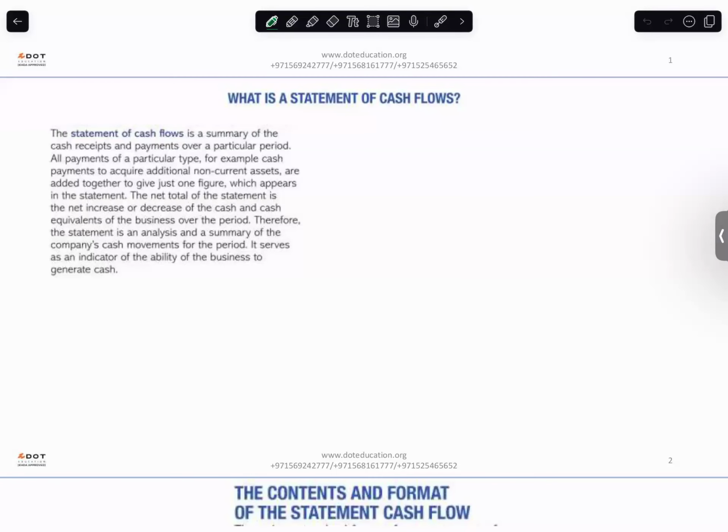Starting with cash flow. Can you tell me what is a cash flow statement? It's a statement of the in and out of your cash. When I say it is a statement of your in and out of cash, we divide it according to IAS 7.